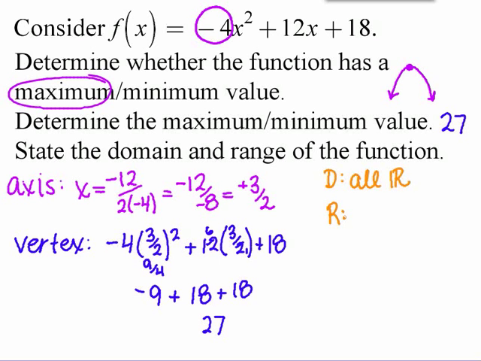In my picture, 27 is my highest point. Anything under 27, so y is less than or equal to 27. There you go. This is great. Second time. Okay, so now we're going to go through this again.